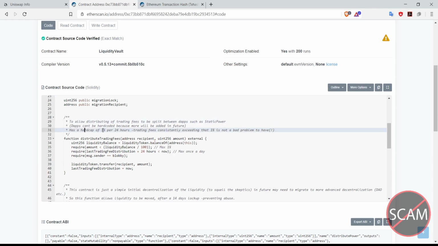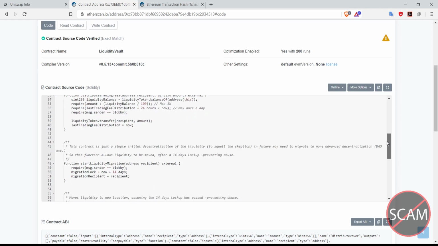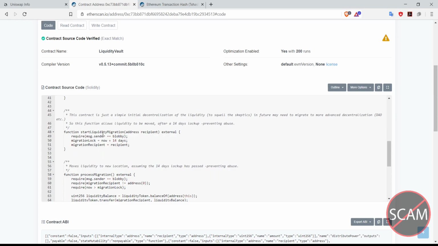So basically, there is a hard cap of 1% per 24 hours. So the liquidity could not be withdrawn very quickly. People would know, and you'd have time to get out if you felt concerned. We keep going down. They also have some coding for a liquidity migration, and you can see they've got a timer on it.